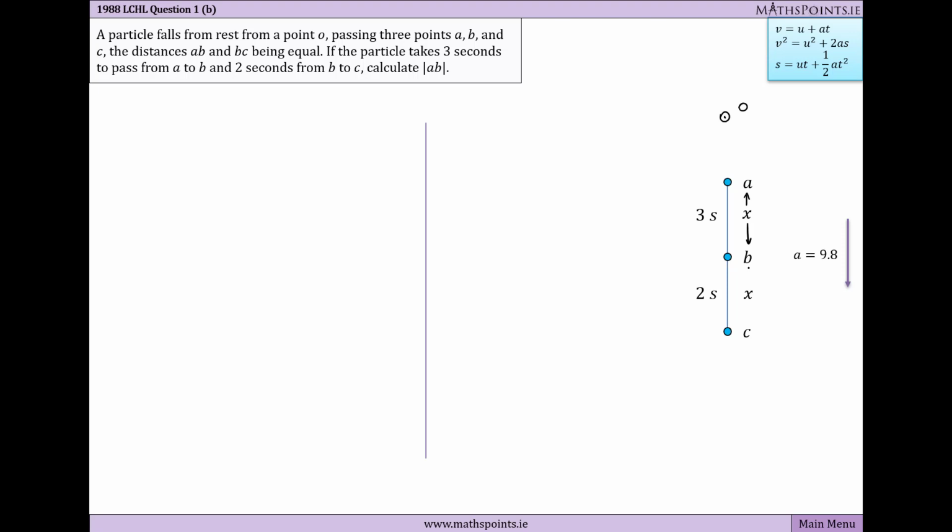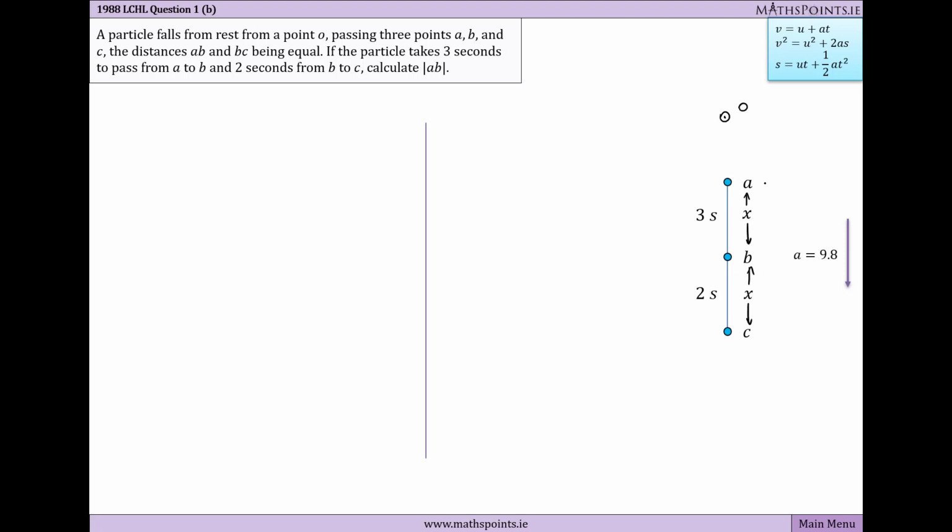call that distance x in both cases, and that the time taken to go from A to B was 3 seconds and the time taken to go from B to C was 2 seconds. And we have to calculate this distance x, the value from A to B. So a couple of things to note before we start the question. First of all, the object did start from rest, but it wasn't at rest at point A.